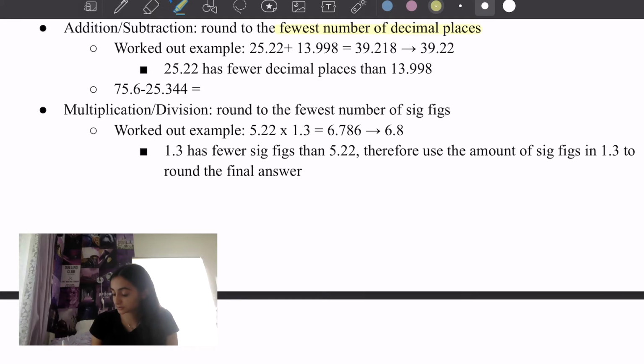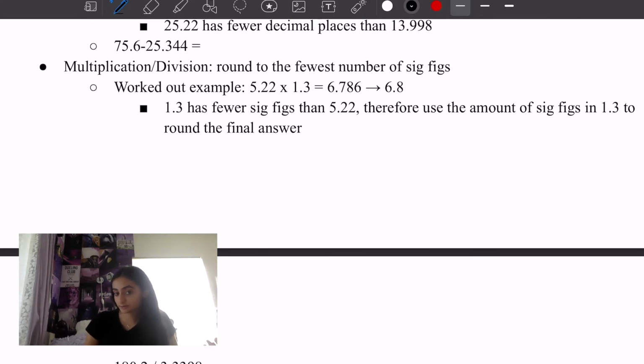If you look at this example, we have 25.22 and 13.998, and as you can see, 25.22 has 2 decimal places, like numbers after the decimal place, and 13.998 has 3. This is the unrounded answer, but in order to express it properly in terms of significant figures, we are going to round to 2 decimal places. So you would consider the digit next to the decimal place you are rounding to, which would push the 1 up and make it a 2. So this is our final answer.